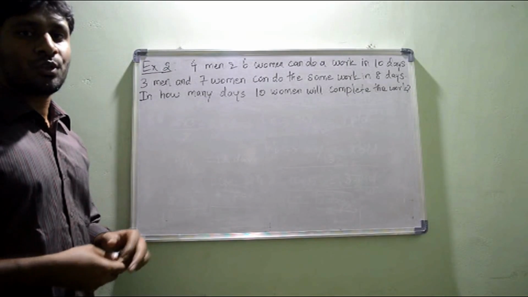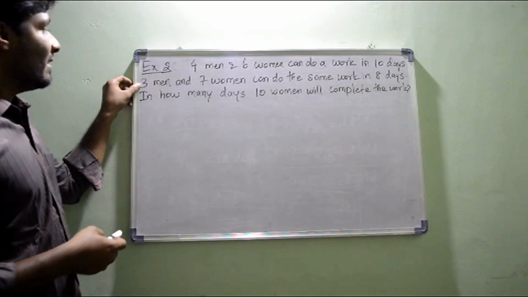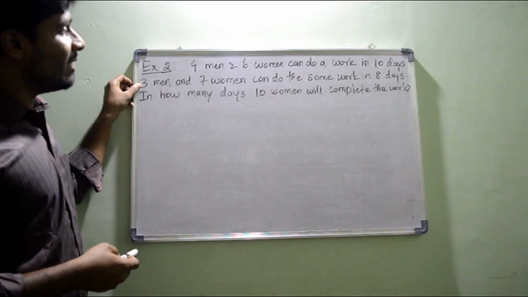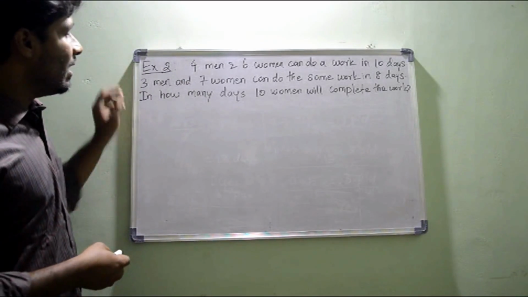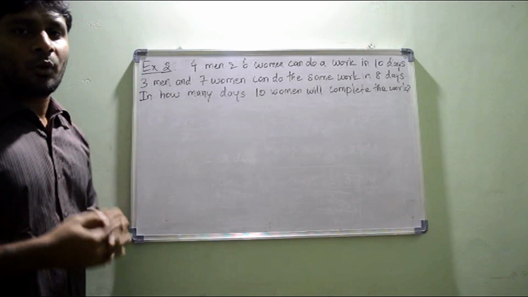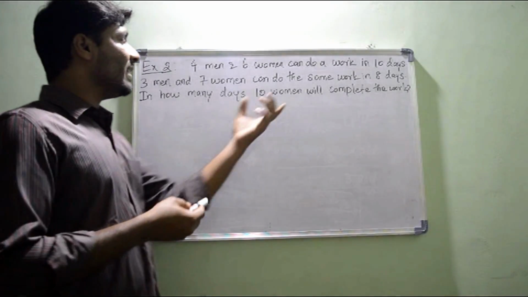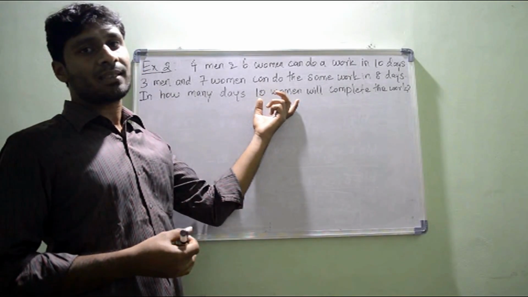So this is a combination of men and work. So 4 men and 6 women can do the work in 10 days, and 3 men and 7 women can do the same work in 8 days. Got it? But here it is different number of men and different number of women. Again here the question is like in how many days 10 men will complete the work. The question asks like in how many days will 10 men alone do the work if they complete the work. That's the question being asked here.